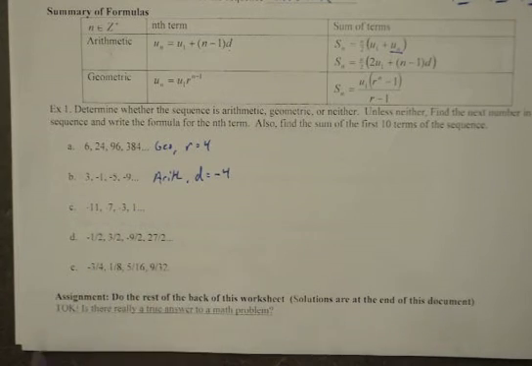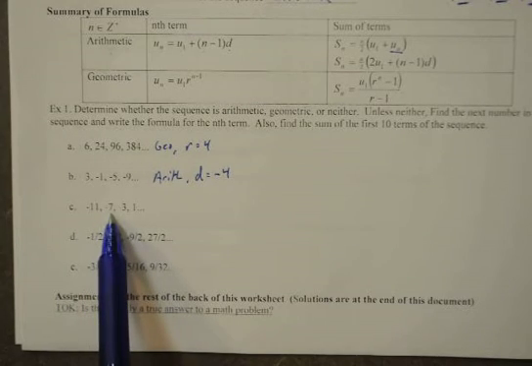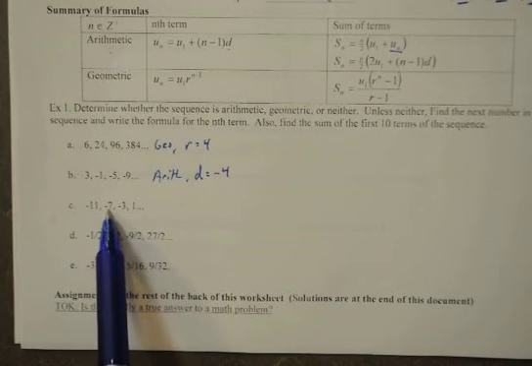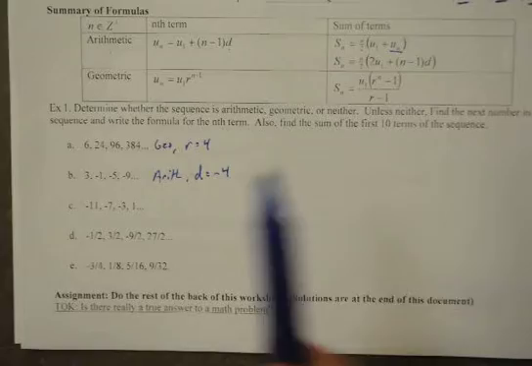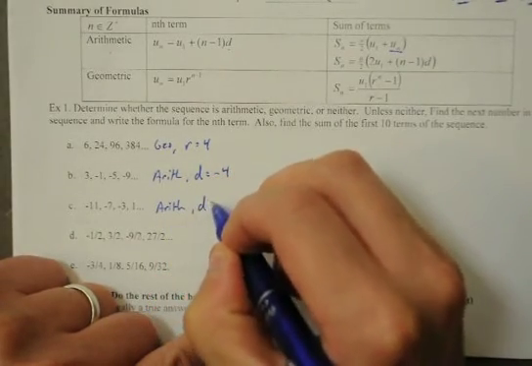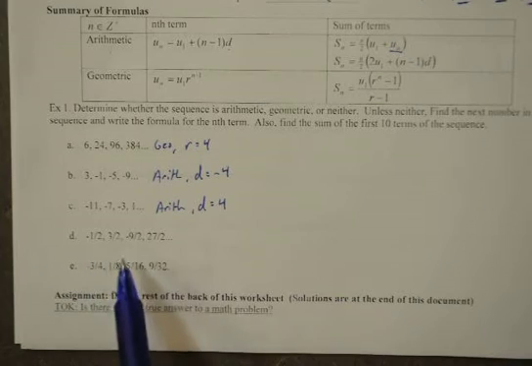Down here, it looks like a very similar one, I think. Well, maybe. Negative 11, plus 4, plus 4, plus 4. That's arithmetic, and this time d is equal to 4. That's just a coincidence that they're all 4s. Okay, getting a little harder now.